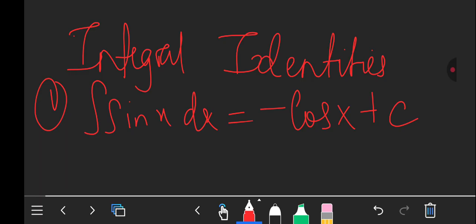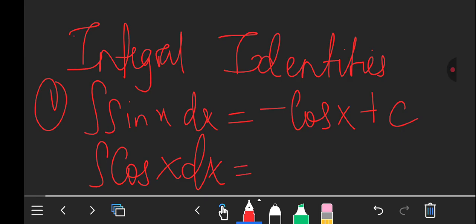Let's look at another one. Let's have the integral of cos x. What about the integral of cos x with respect to x? The integral of cos x with respect to x will be equal to sin x plus c, because we say that the derivative of sin x is cos x, right? So the opposite now. So for cos x, that will be sin x. Now we're going to say plus c.